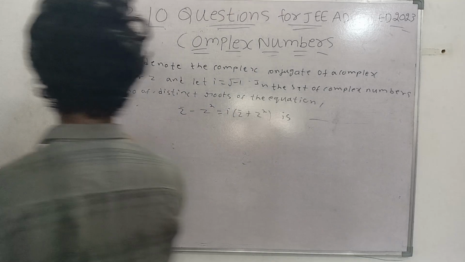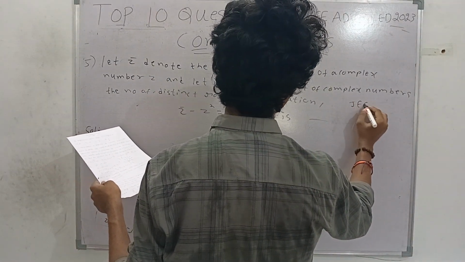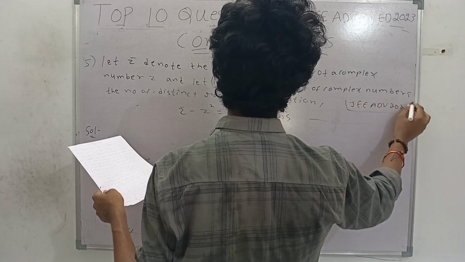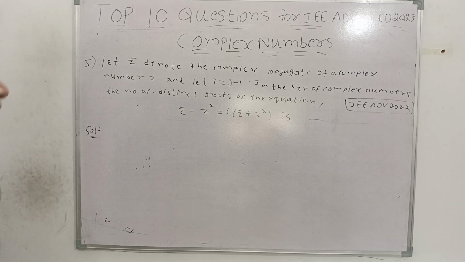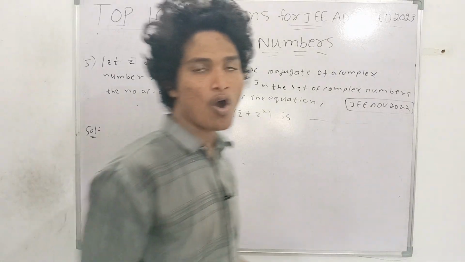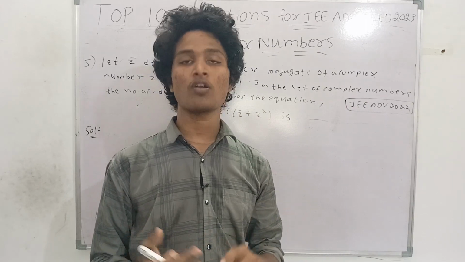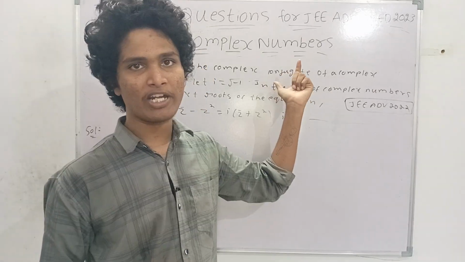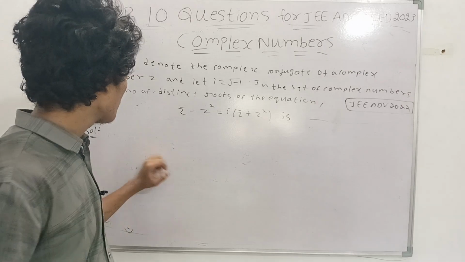This is a numerical type question, and this question also came in JEE Advanced 2022, a recent question, guys. From complex numbers in the 2022 paper, nearly 3 questions came. Out of these 3 questions, 2 questions are really easy. The first question I already explained to you, that is the mod z square question, and the second easy question is this one.